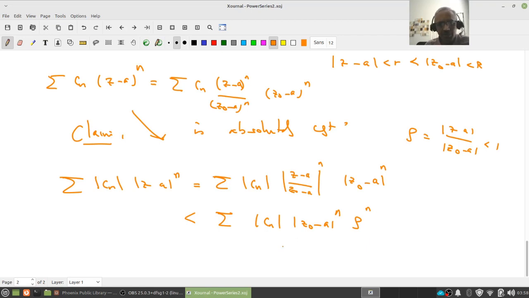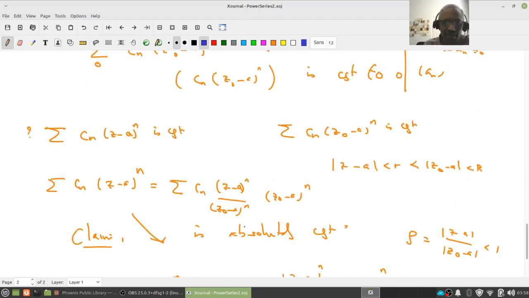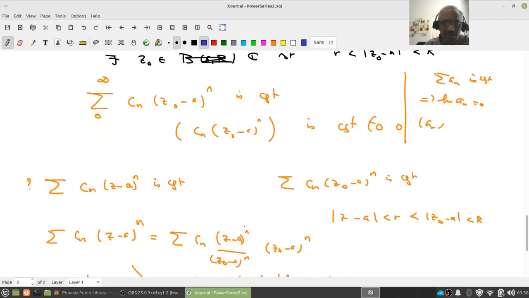Therefore what do you think I should do? This is almost like a geometric series, except I have no idea about this factor. Is there any brainwave? How to deal with this? Yes, let's go back. We saw this is convergent. What did we see? We saw this fellow converges to 0. In particular, it is convergent. That's good enough for me.